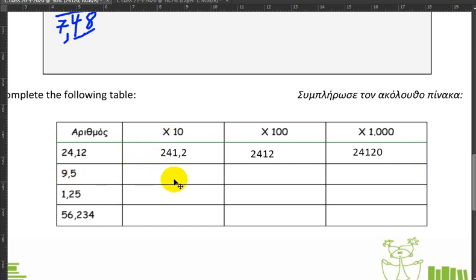9,5 επί 10 θα μου κάνει 95 γιατί πάει μία θέση δεξιά το κόμμα. Επί 100 θα περάσει μία θέση το 5 και η άλλη θα γίνει 0, άρα 950. Επί 1000 θα πρέπει να πάει 3 θέσεις δεξιά, οπότε μία περνάει το 5 και οι άλλες 2 γίνονται μηδενικά, οπότε έχουμε 9500. 1,25 επί 10 σημαίνει ότι θα πάει μία θέση δεξιά το κόμμα, θα έρθει ανάμεσα στο 2 και στο 5. Θα έχω 12,5. Επί 100 θα πάει το κόμμα 2 θέσεις δεξιά. Θα γίνει 125. Επί 1000 θα πάει 3 θέσεις δεξιά, 1 θα πέρασει το 2, 1 θα πέρασει το 5 και η άλλη γίνεται 0. Οπότε 1250.